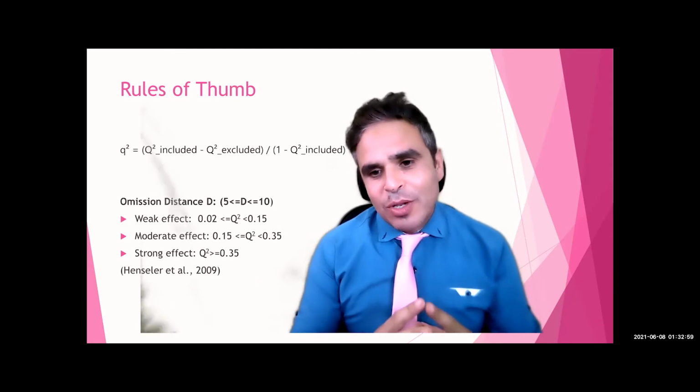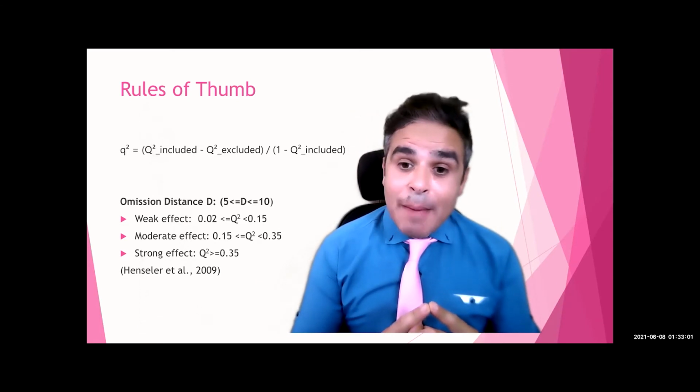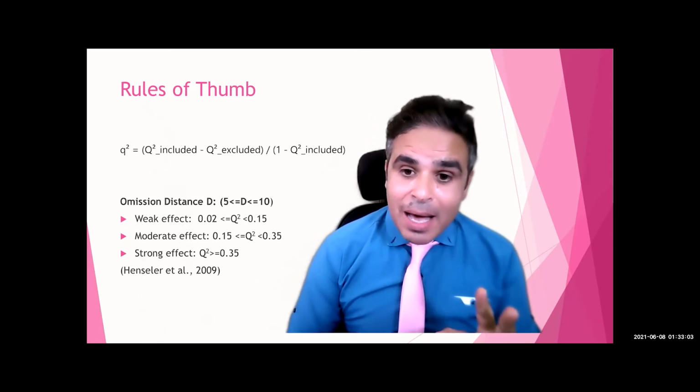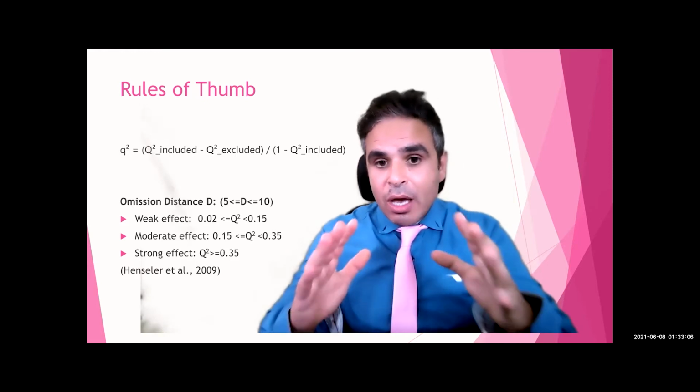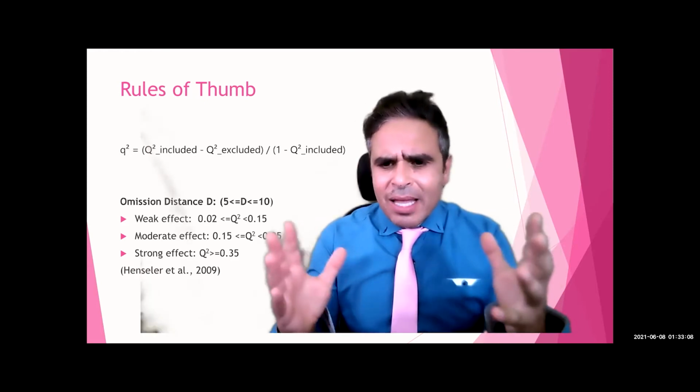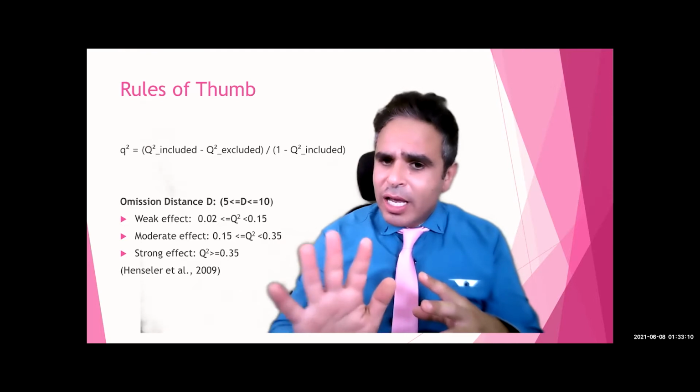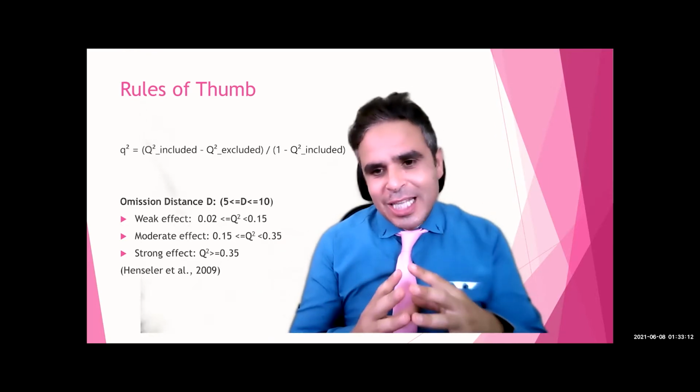SmartPLS will give us an omission distance up to a maximum of 12. But as a rule of thumb, by default it's set to 7. We'll keep it simple and use 7.